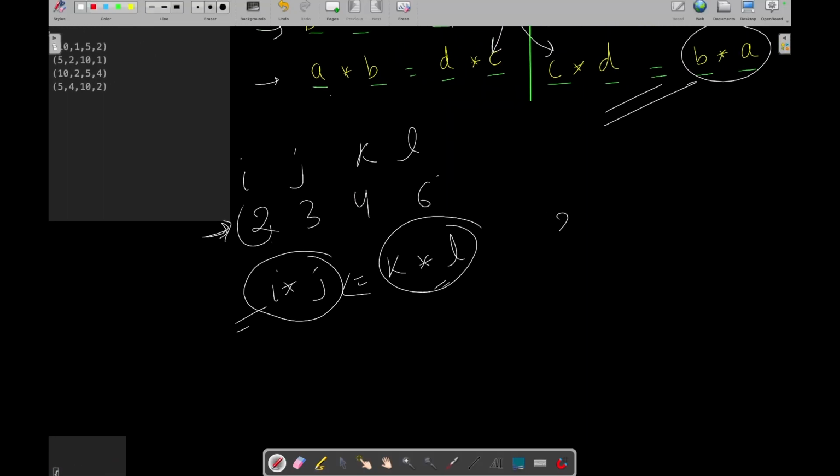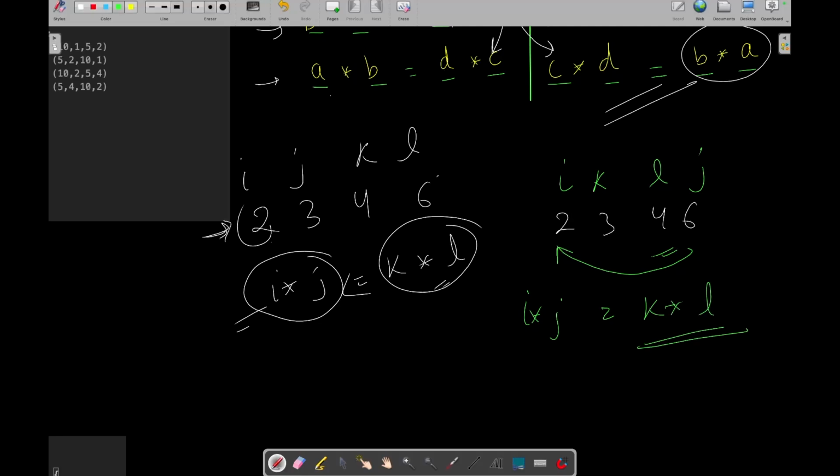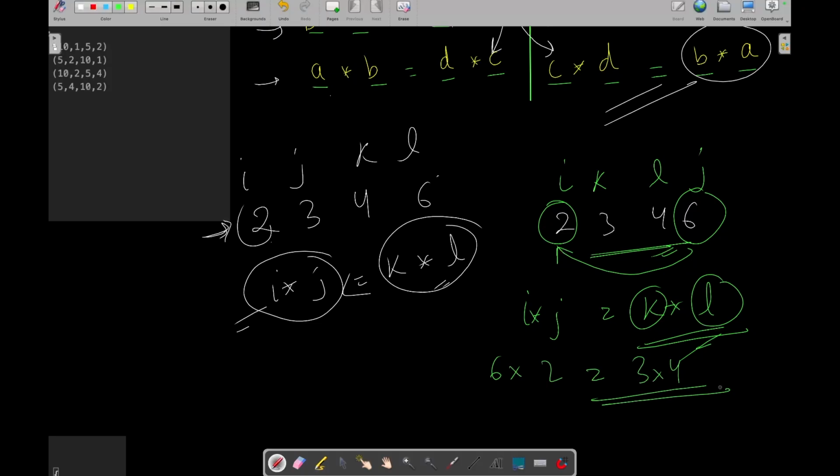So what we can do is take the indexes in this way: i, j, k and l, right? Now if you try to equate the product of i into j with k into l, then it will work, because i is the smallest, j is the largest and k and l are in between them. As you can see, 6 into 2 equals 3 into 4, right?